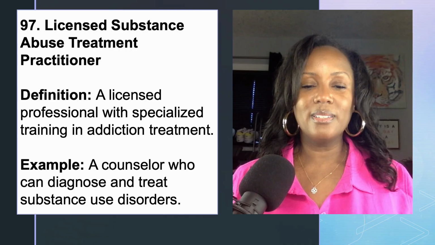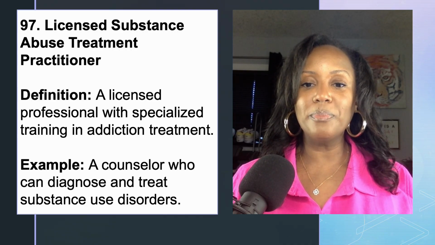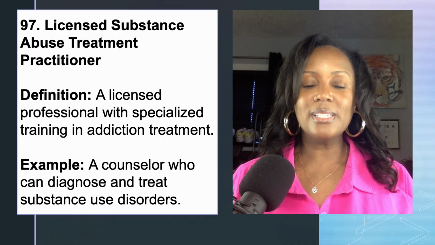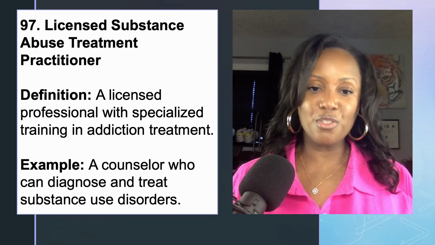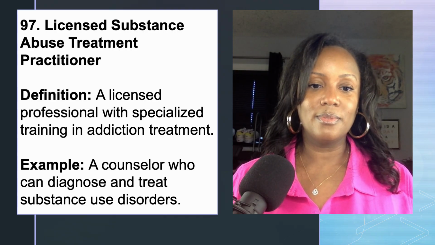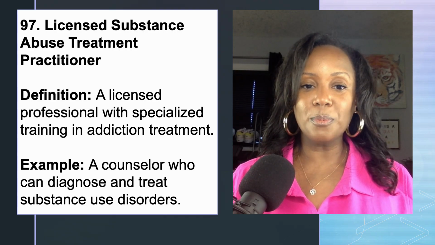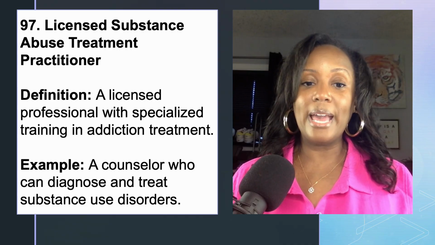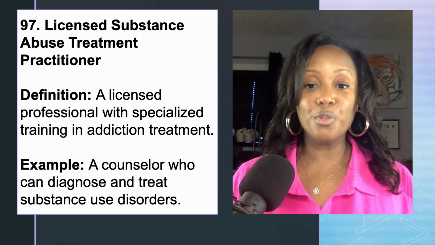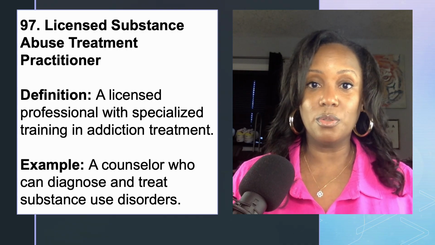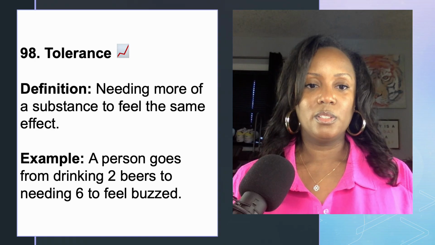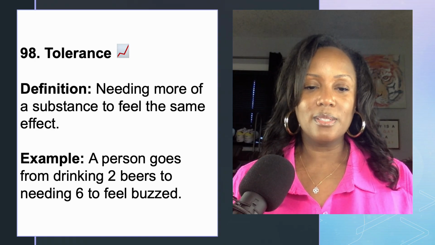Term 97, licensed substance abuse treatment practitioner. This is a licensed professional with specialized training in addiction treatment. An example of a licensed substance abuse treatment practitioner is a counselor who can diagnose and treat clients with substance use disorders.